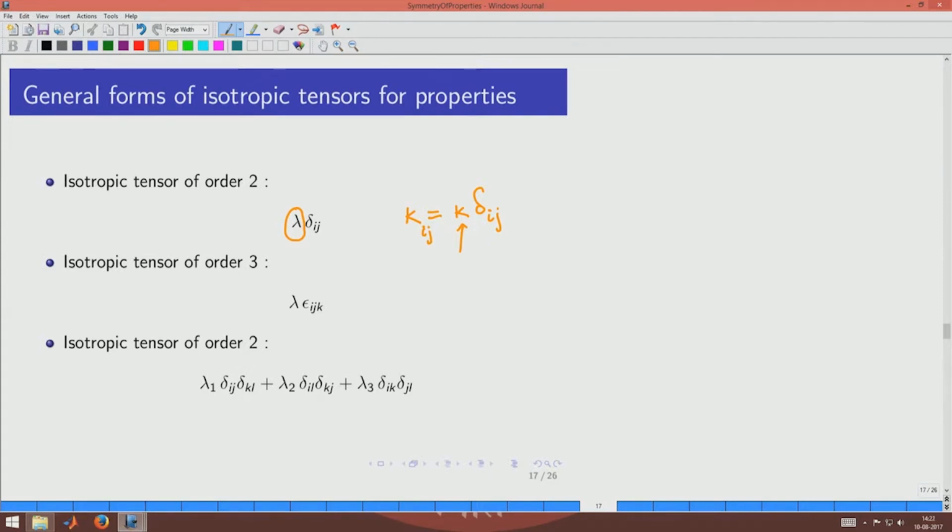Similarly for the tensor of order 3, you have the Levi-Civita tensor helping you with the isotropic tensor of order 3. For isotropic tensors of order 4, you can combine 2 Kronecker deltas in 3 different ways to arrive at the most general form having 3 constants for an isotropic tensor of order 4. There is a small mistake here, I correct it here. So, for an isotropic tensor of order 4, you have 3 different constants that are possible.